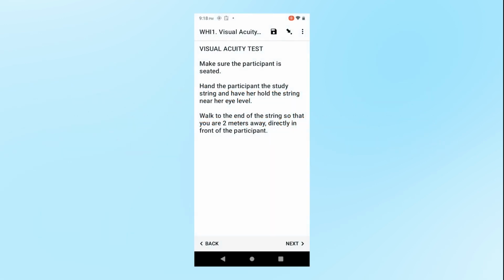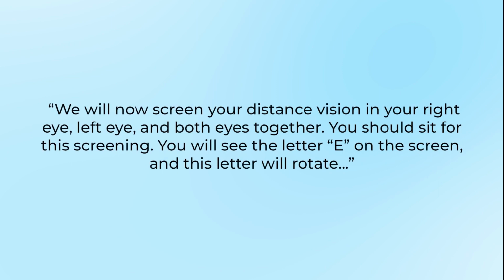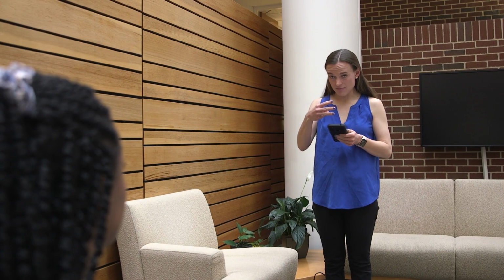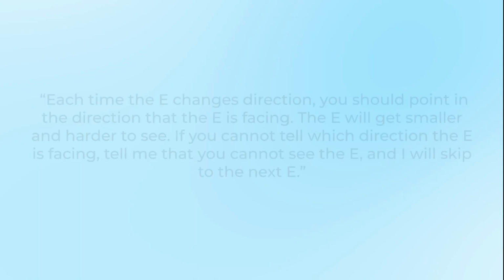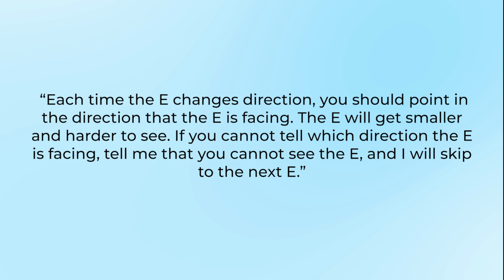When you reach the ODK page that says Visual Acuity Screening, briefly explain the visual acuity measurement to the participant. You can say something like, "We will now screen your distance vision in your right eye, left eye, and both eyes together." You should sit for this screening. You will see the letter E on the screen, and this letter will rotate so that the letters are facing to the right, which is a normal E, up, down, or to the left. Each time the E changes direction, you should point in the direction that the E is facing.